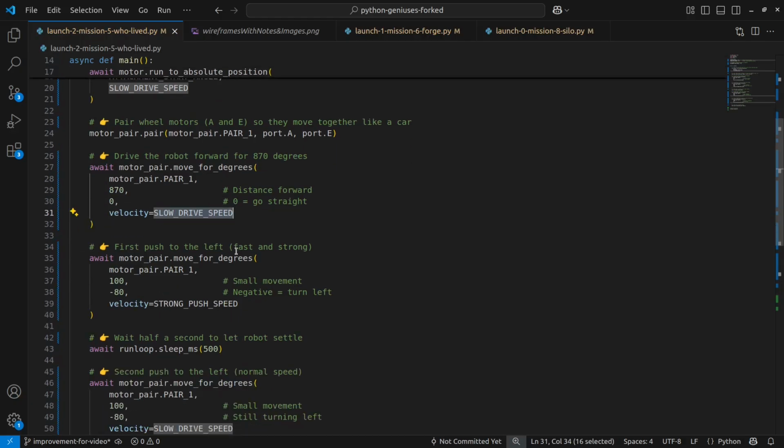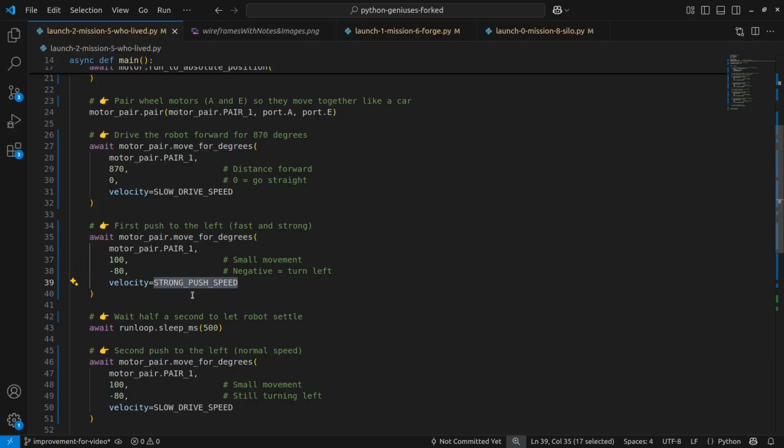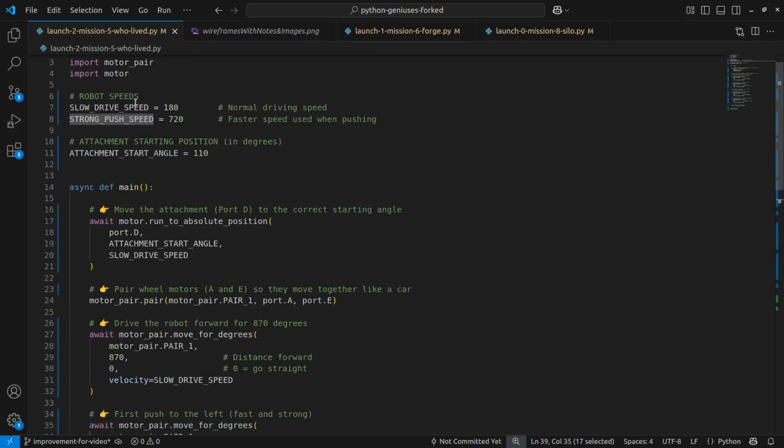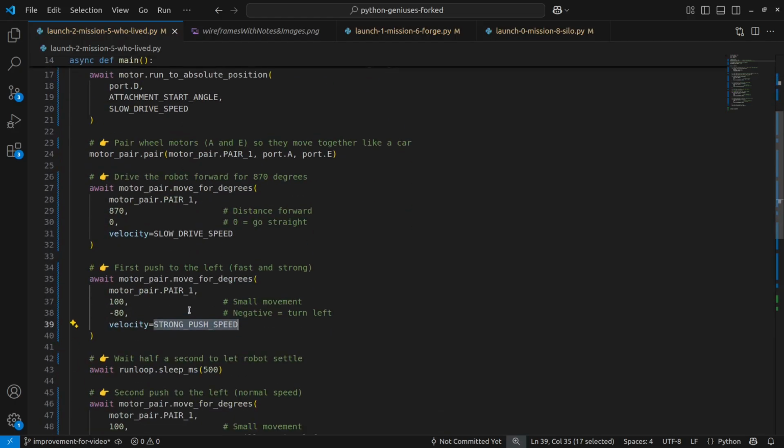Then once you are done going close to the artifact, we're telling the robot to move to the left. For that we are actually still asking him to go with a small movement, but in a negative, which means just putting a negative number over here would mean that you actually need to take a left turn. And the speed is going to be a strong push speed, which is 720. The reason is that we want the red stick to move all the way to the left.